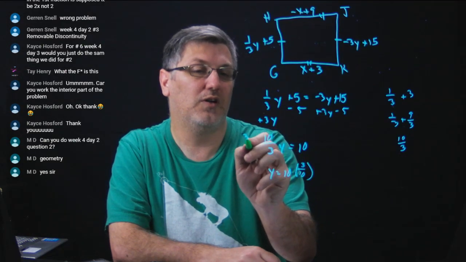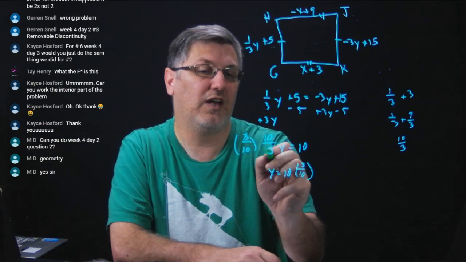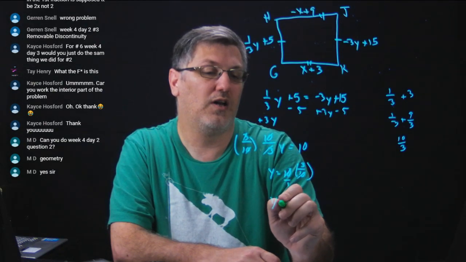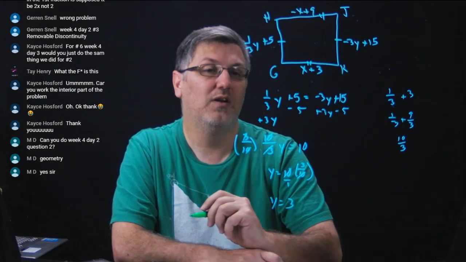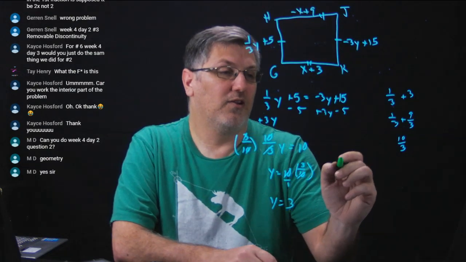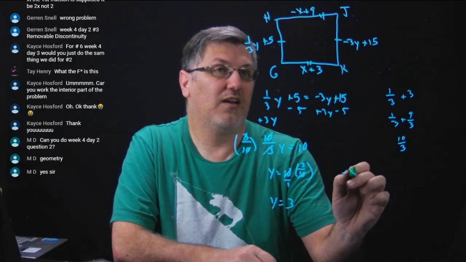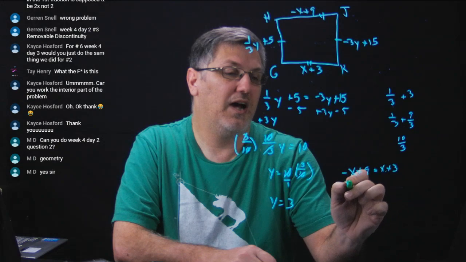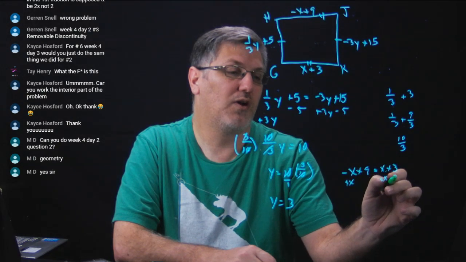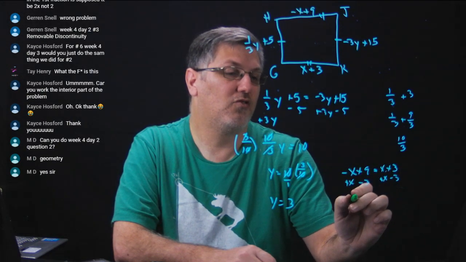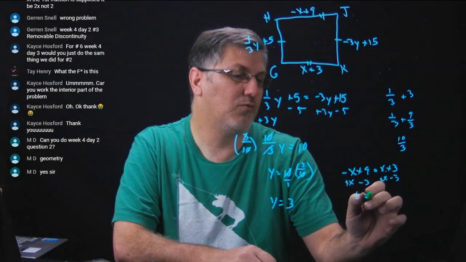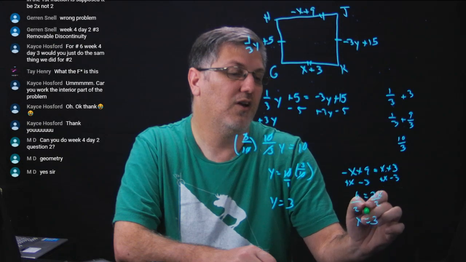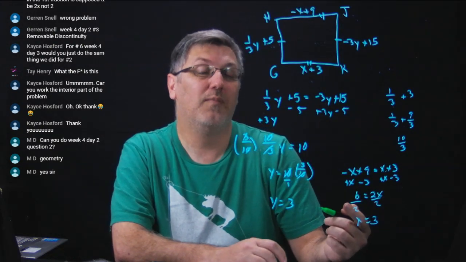So we're doing 3 over 10 right here. These cancel out, and that's why we're doing it. This is over 1. So y equals 3. That's easy enough. For the x, it'll be a little easier because there's no fractions. We have negative x plus 9 equals x plus 3. I'm going to add x to both sides, subtract 3. And I'm going to get 6 equals 2x. Divide both sides by 2. x equals 3. All right, so x and y equal 3.